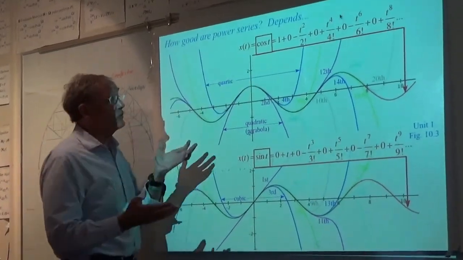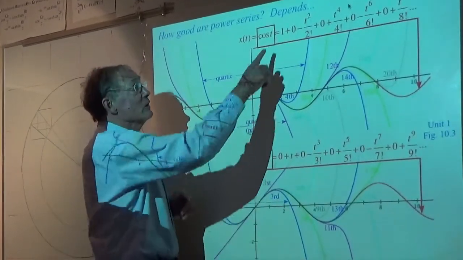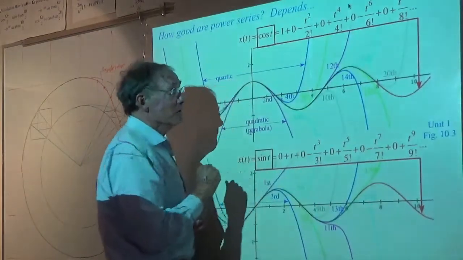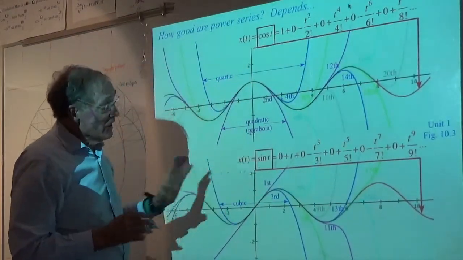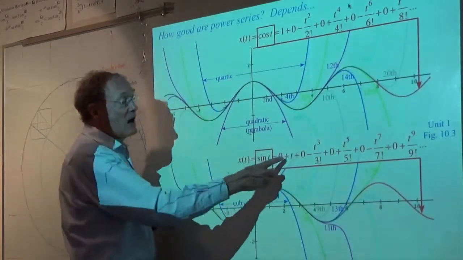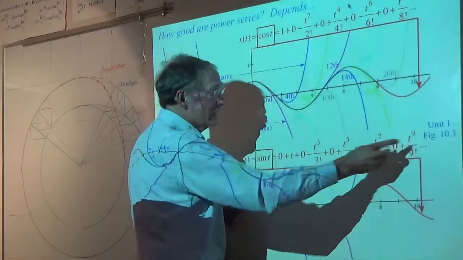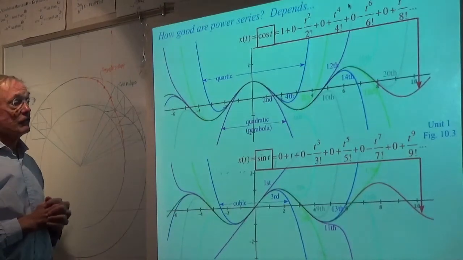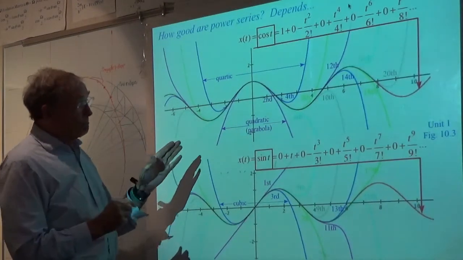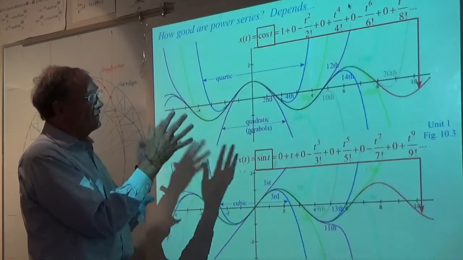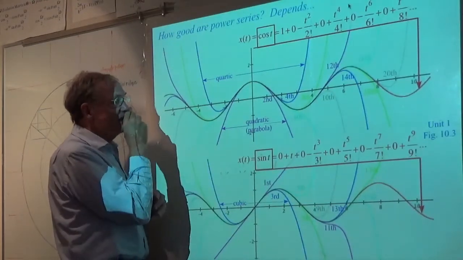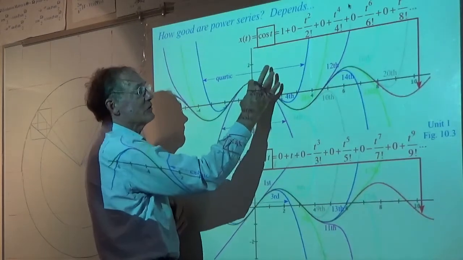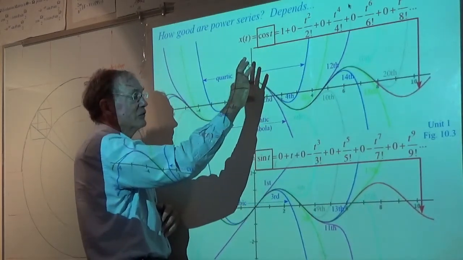Now the cosine is an even function, so it only has even polynomial terms. The sine is an odd function that only has odd powers of t. But let's look at the cosine because it's nice and symmetric and easier perhaps to see. The cosine starts out with the 0th power, which is just its initial value of 1 at 0.